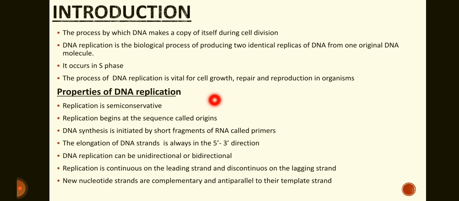The first property of DNA replication is that it is semi-conservative, which means that each DNA strand serves as a template for the synthesis of a new strand, producing two new DNA molecules, each with one new strand and one old strand. This is called semi-conservative replication.